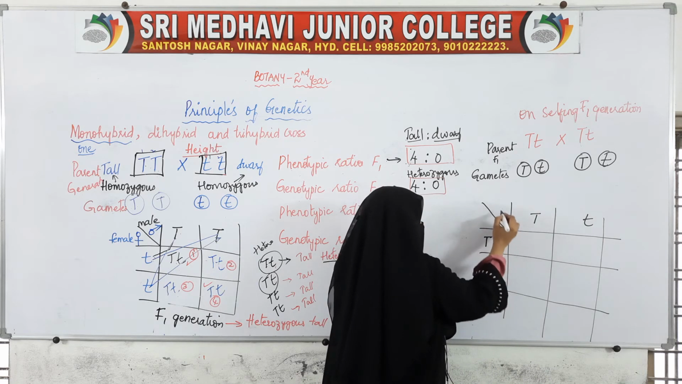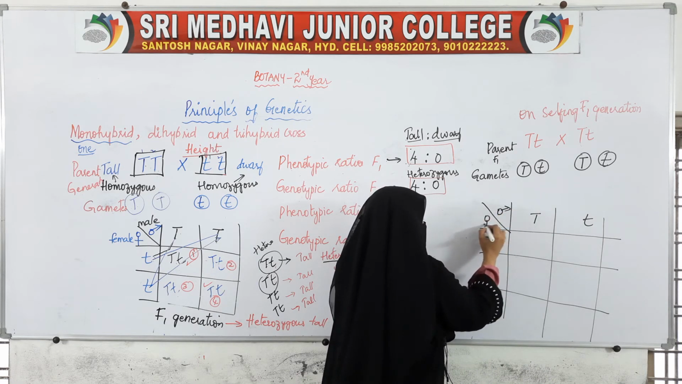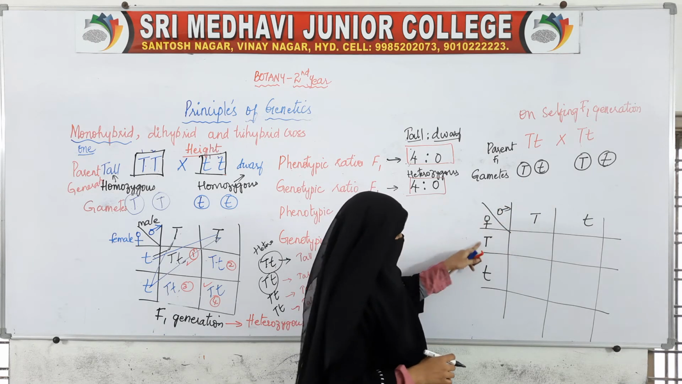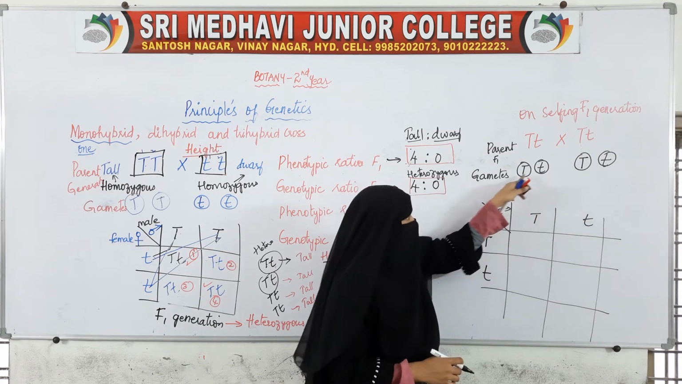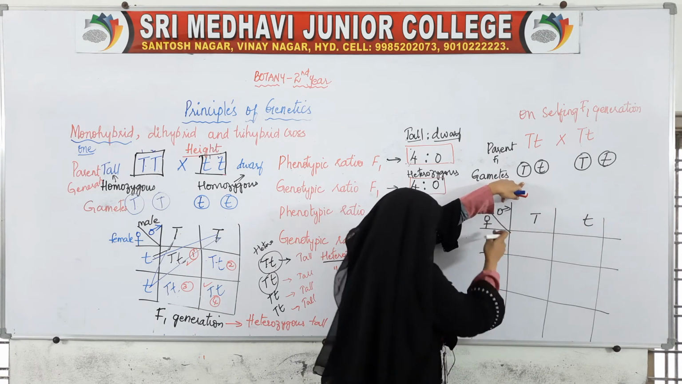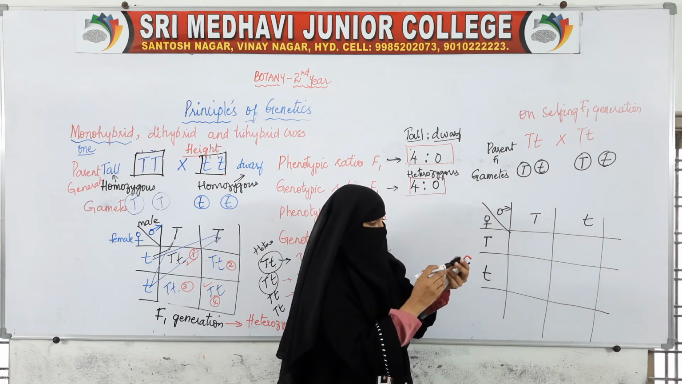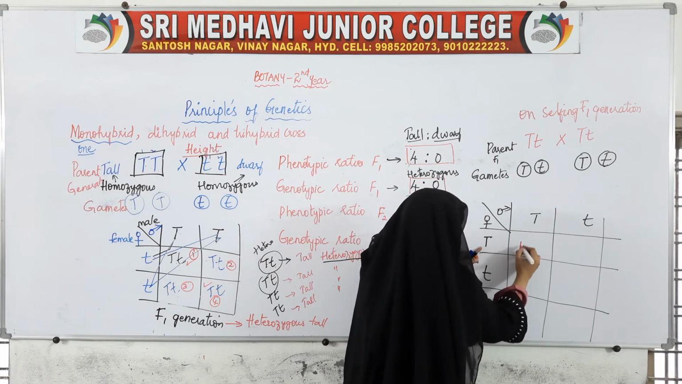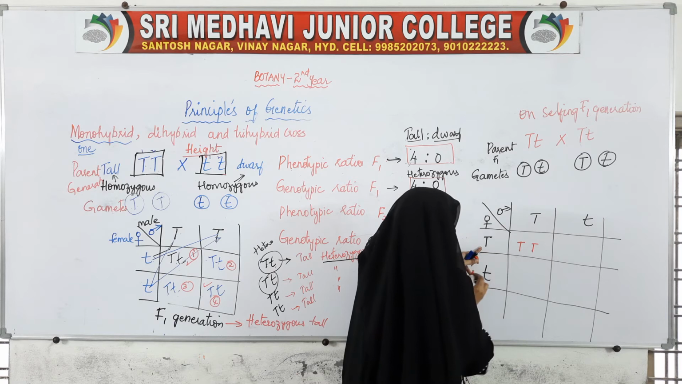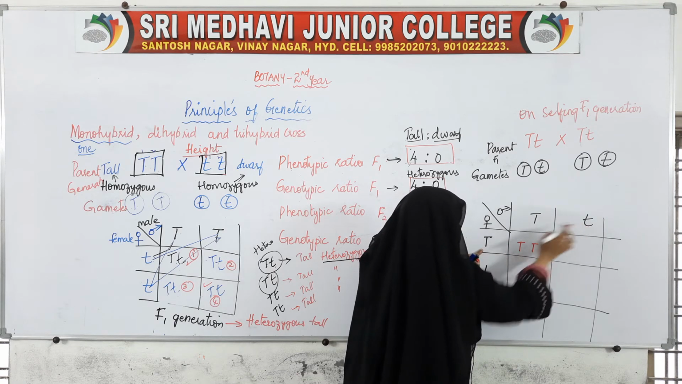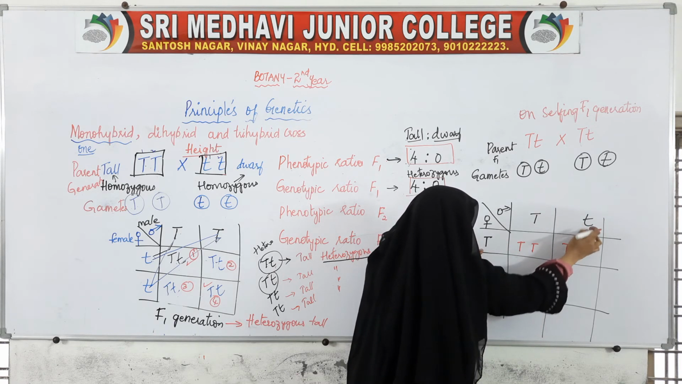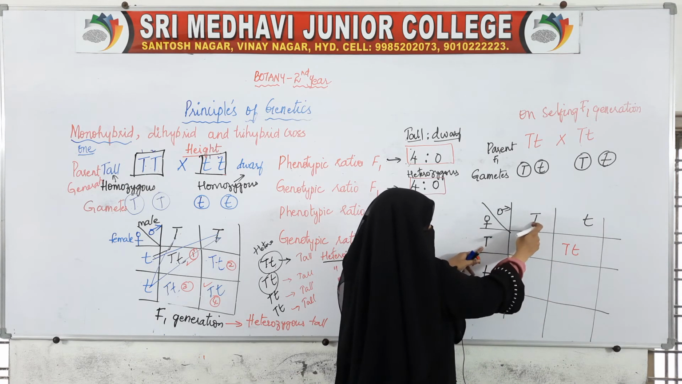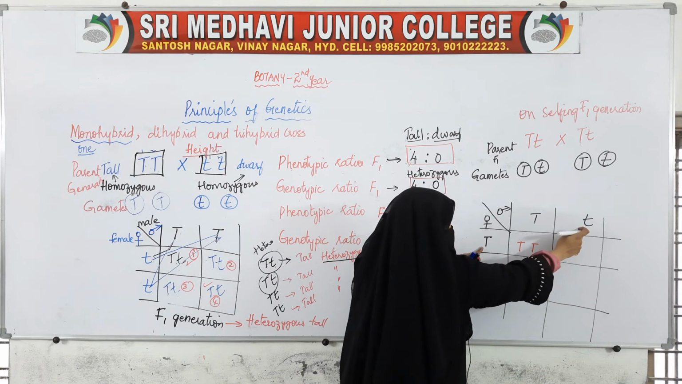So this is the male and this is the female or whatever. We have taken this on one side and this on the other side. Now let us make the probable combinations. So here this is capital T and this is also capital T. Now let us see with this one. This is capital T and this is small t. First this with this, then next this with this.